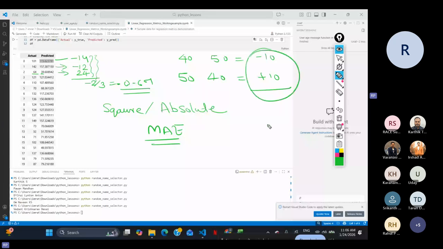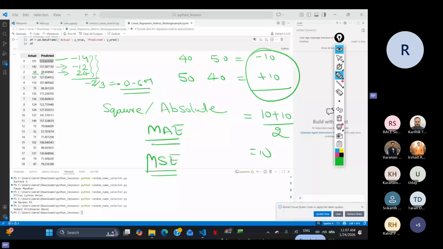So what will be the mean absolute error over here? Who can tell me? It will be 10 plus 10 divided by 2, which will be 10, which matches with the actual error that we are looking at, right? So that's the concept of the mean absolute error. There is another one called mean square error. Anyone who can tell what this may mean?